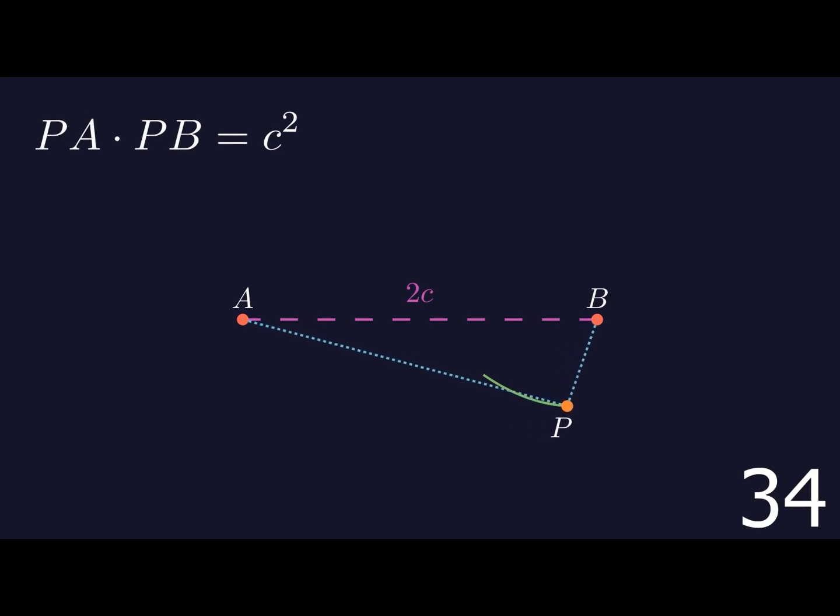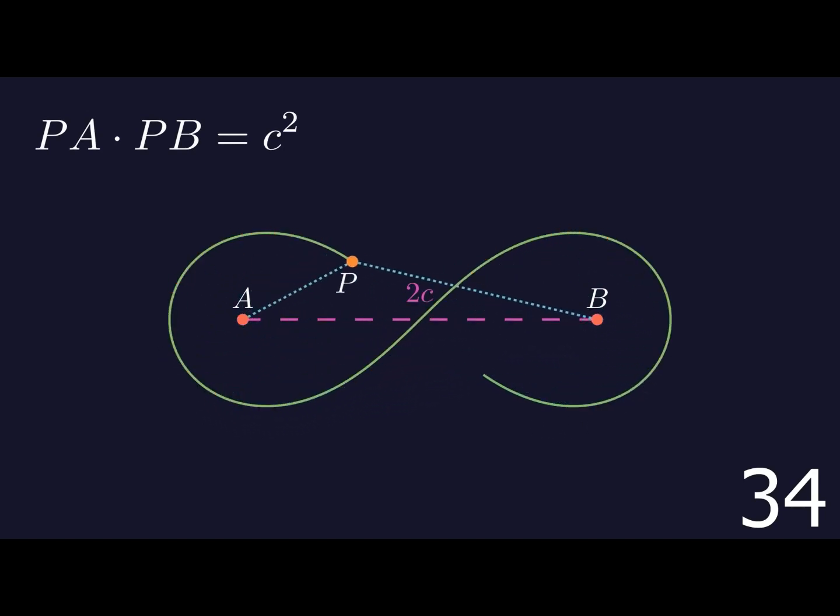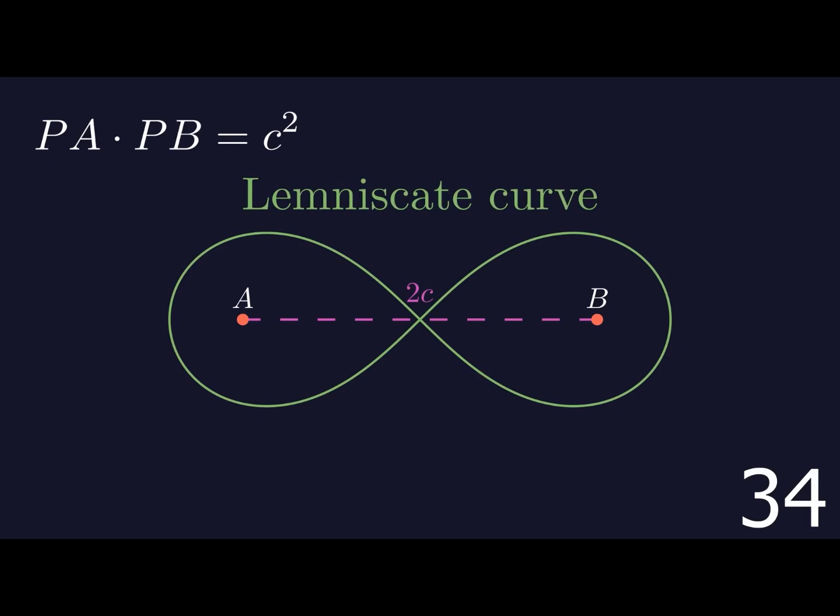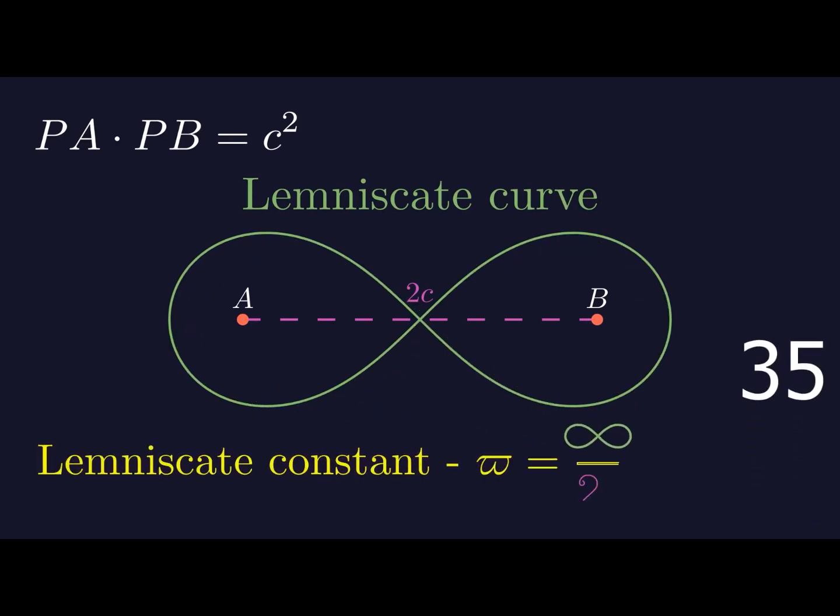Now let's define two focal points at a distance of 2c from each other. Any point P that satisfies the equation where the product of the distances from P to each focus equals c squared lies on the lemniscate curve. The lemniscate constant is the ratio of the perimeter of this curve to its diameter, approximately equal to 2.62, and it remains the same for every lemniscate.